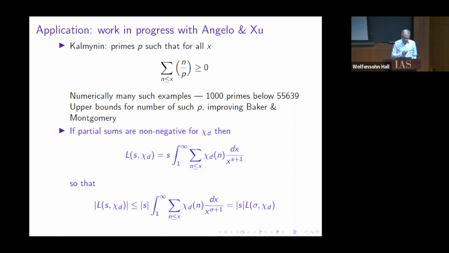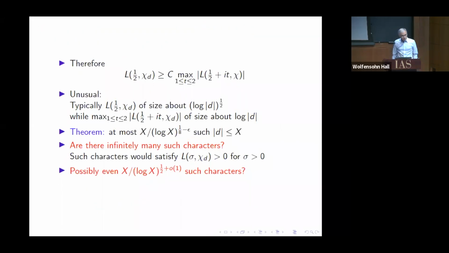And the observation is, if these partial sums are always positive, then you can write down the usual Mellin transform for the Dirichlet L-function. This is the usual analytic continuation of L(s, χ). If these are all positive, then you can bound the L value at s by the L value at σ, if you say s is σ plus it. If this is positive, I don't have to take absolute values here. I just take absolute values there. That gives me x to the σ plus 1. So in other words, this means that the central value L(1/2, χ) is bigger than a constant times the maximum between 1 and 2.